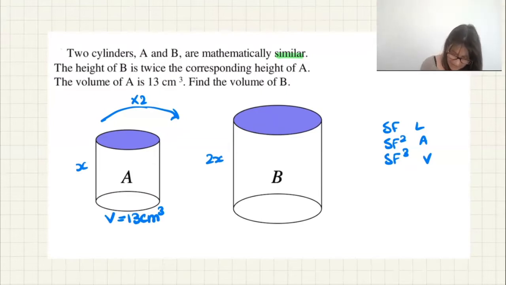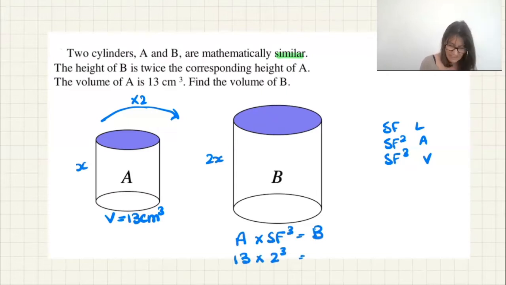I know that the volume of A is multiplied by the scale factor cubed to equal the volume of B. The volume of A is 13. The scale factor is 2 cubed, which is basically going to be 8. And 13 times 8 is 104. So B is 104 centimeters cubed. All right, well done if you got that right.